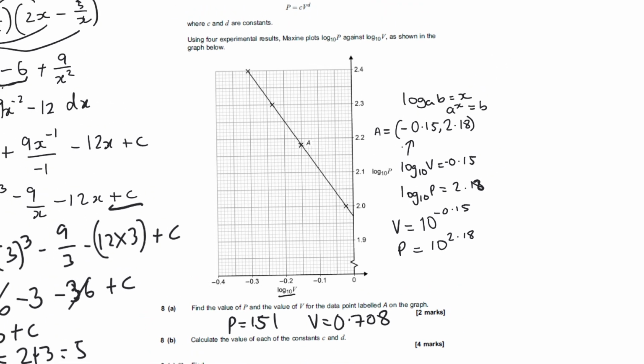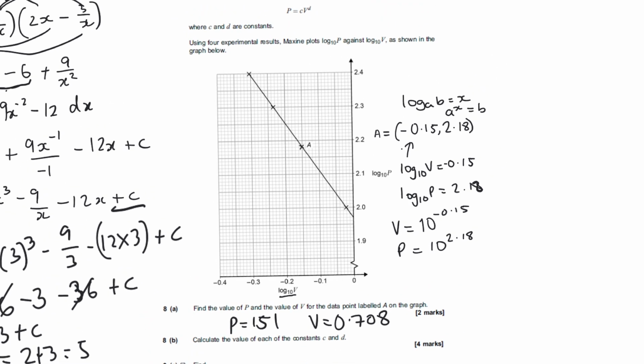Then for part B, it wants us to calculate the values of the constants C and D. Looking at the graph, I'm going to work out the equation that they've written. That was P is equal to C v to the power of D. Now, if we add logs to both sides, that would be log 10 P is equal to log 10 of C v to the power of D.